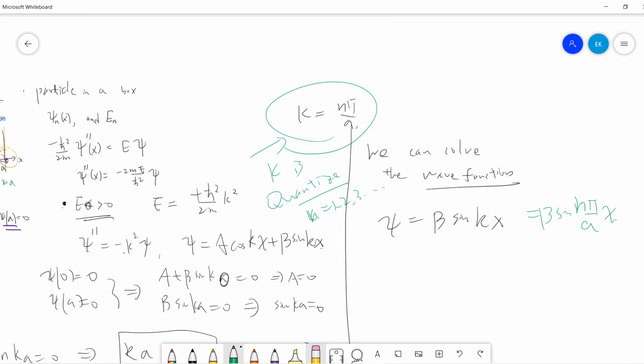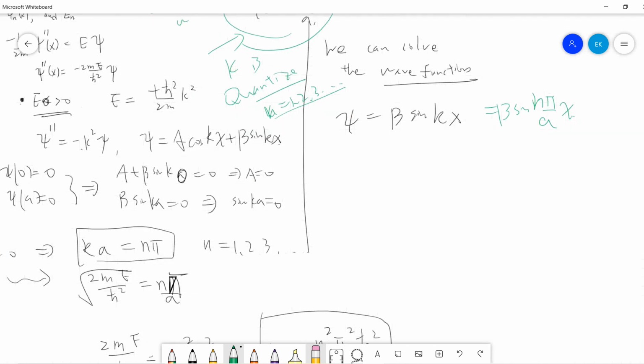One may ask whether n can be negative. But if k is negative, it is the same as positive, because it only changes a constant, a phase of the wave function. So we only care about positive n. The remaining task is to find b.